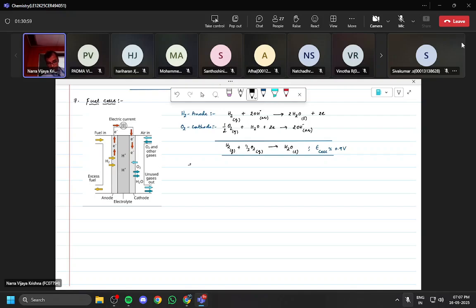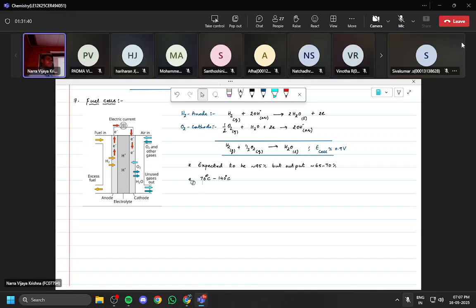Here, the expected efficiency of this cell is approximately 95%, but the output efficiency is approximately 65 to 70%. And its operating temperature is from 70 degrees centigrade to 140 degrees centigrade. Operating temperature is also reasonably high. This is about fuel cells.